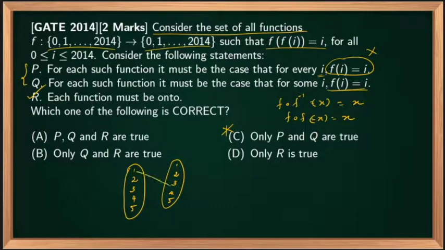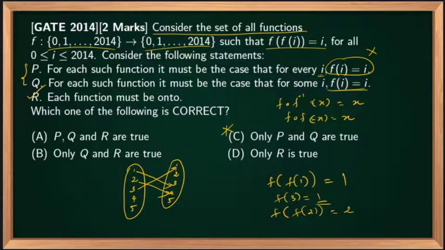So let me map 1 to 3. You should be very clear, because if you are mapping 1 to 3, then 3 should be mapped to 1, because f is equal to f inverse. That means f of 1 you are mapping to 3, so f of 3 should be equal to 1. Similarly, if you are mapping 2 to 4, it means f of f of 2 should be equal to 2. That means f of 2 you are mapping to 4, then f of 4 should be equal to 2.